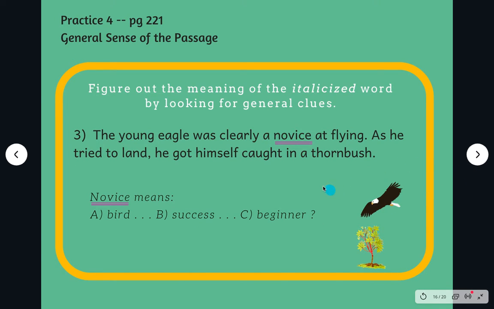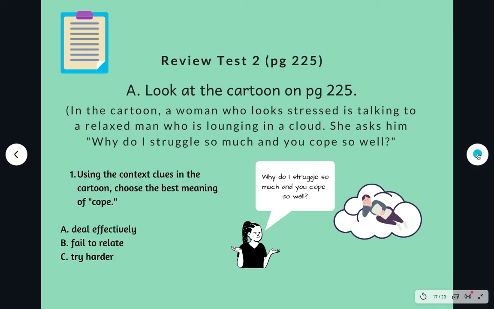And then let's look at number 3. The young eagle was clearly a novice at flying. As he tried to land, he got himself caught in a thorn bush. So, what is a novice? Is it a bird, a success, or a beginner? Okay, well, who would get themselves caught in a thorn bush? An experienced eagle or one that is just learning to fly, right? So, novice means beginner.